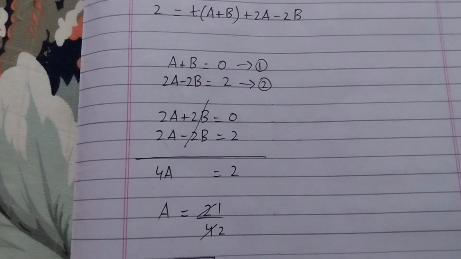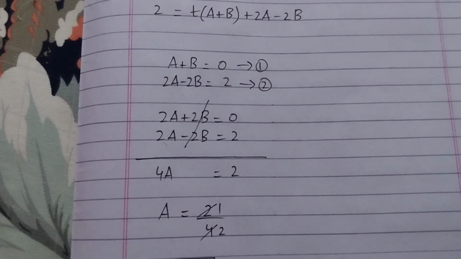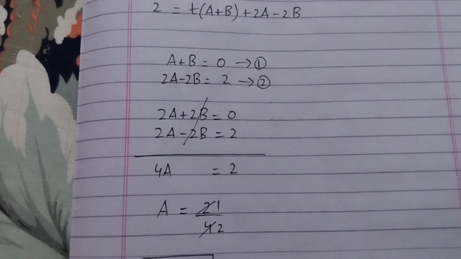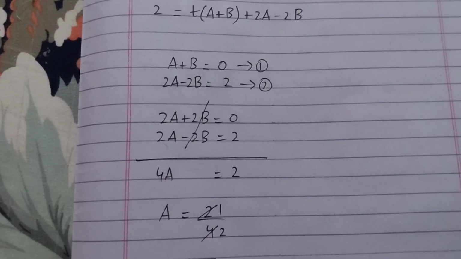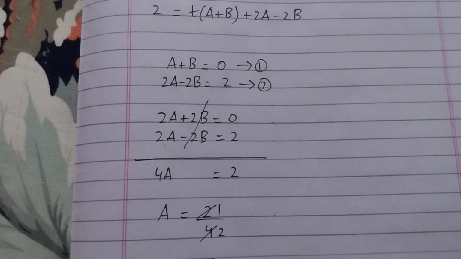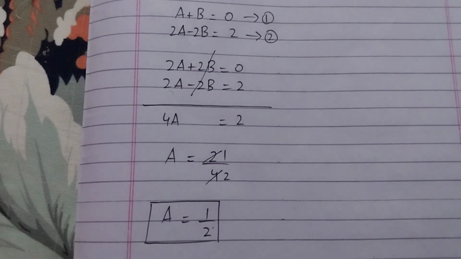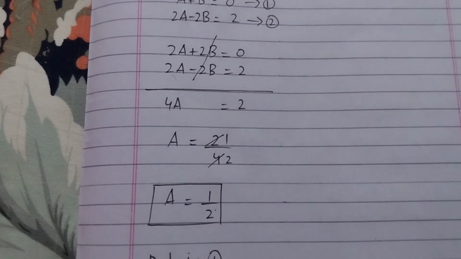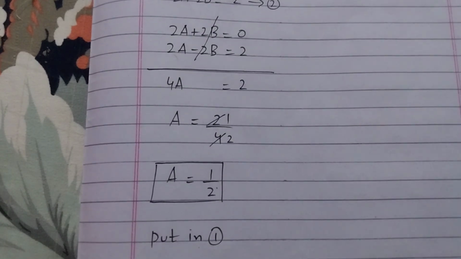So when we add these two equations, we get 2a plus 2a, which is 4a, and plus 2b minus 2b cancel out, and on the right hand side we are left with 0 plus 2 simply, which is 2. So 4a is equal to 2. We are interested in the value of a. We will divide by 4 on the other side. We get a is equal to 1 over 2.